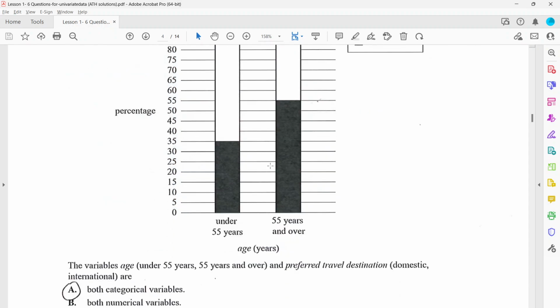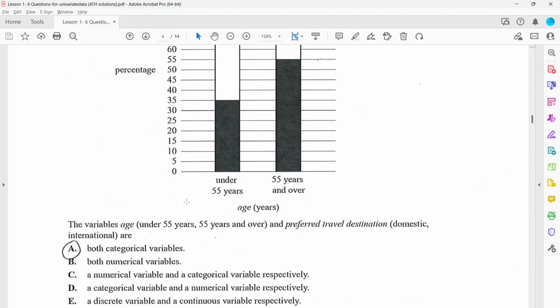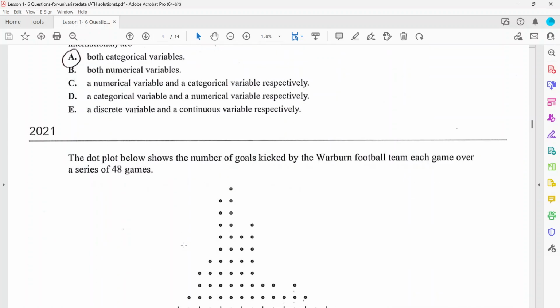Alright, here it says the variable's age, which is under 55 and over 55, as well as preferred travel destination, domestic or international. They are both categorical variables, okay? These are not numerical at all. Just because it has the number in it, it's split up into two groups, okay? You can't add it, you can't calculate it. They're just two different groups.